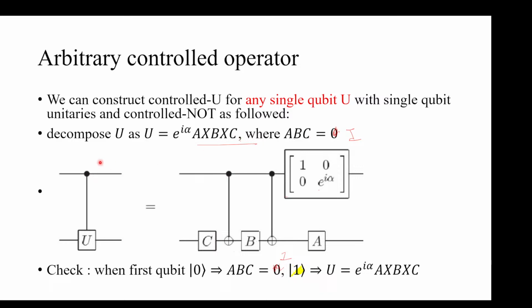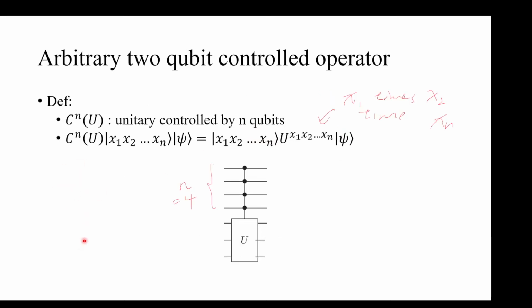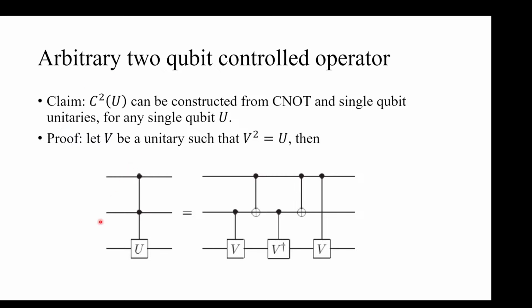So we have this 1-bit controlled unitary, and now we take a baby step. We'll go to 2-bit controlled unitary. And from now on, we are kind of hand waving, and we just give the construction here, and we don't go into the details of the proof. We can show that any 2-bit controlled unitary can be constructed from CNOT and single qubit unitaries, for any single qubit U, by just this circuit.